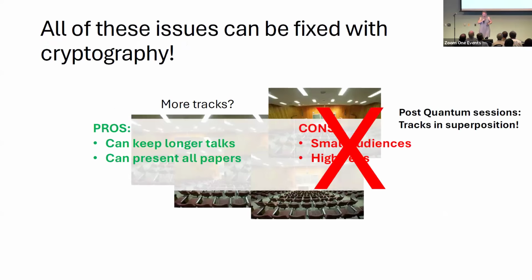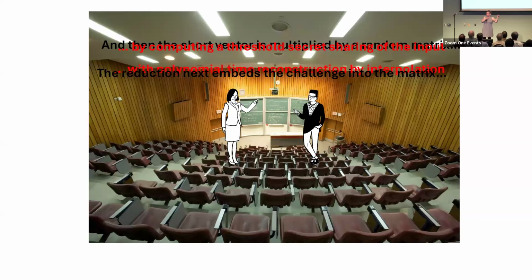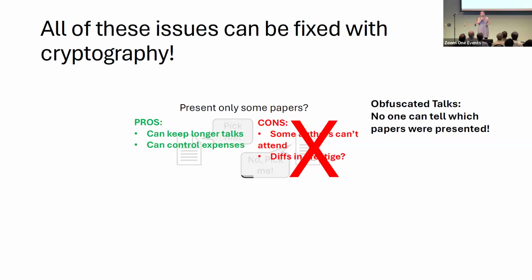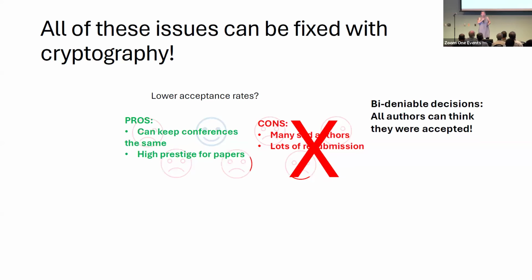I say no problem, because all of these things can be solved by cryptography. So the issue with multiple tracks, of course, is that post-quantum sessions can allow us to have tracks in superposition. This will at times be a little confusing for the audience. But we can also solve the issue with only presenting some papers. If we don't want some authors to lack the excuse, or we have differences in prestige, we can just obfuscate which papers were actually presented. We can also deal with lower acceptance rates by having bi-deniable decisions and letting all authors think that they were accepted.